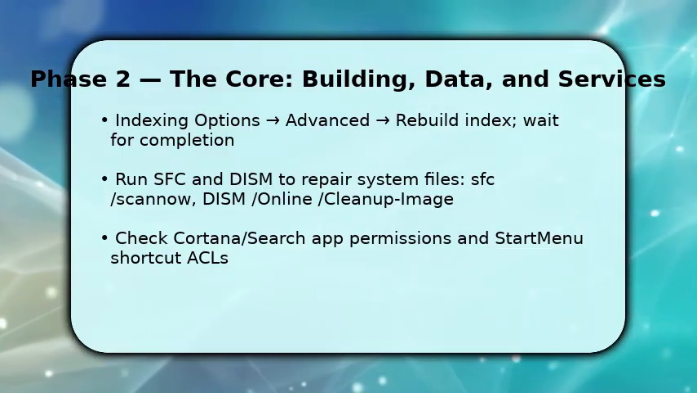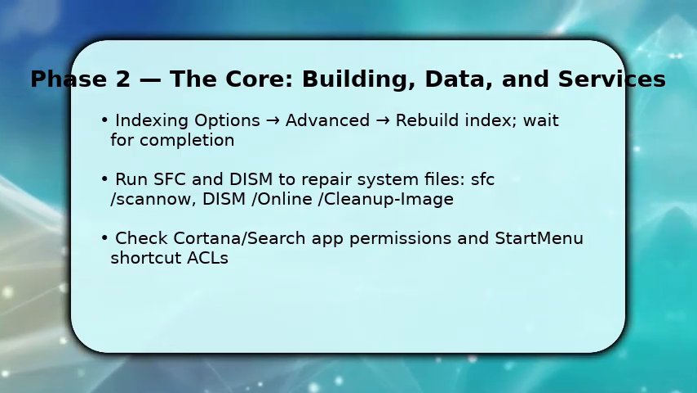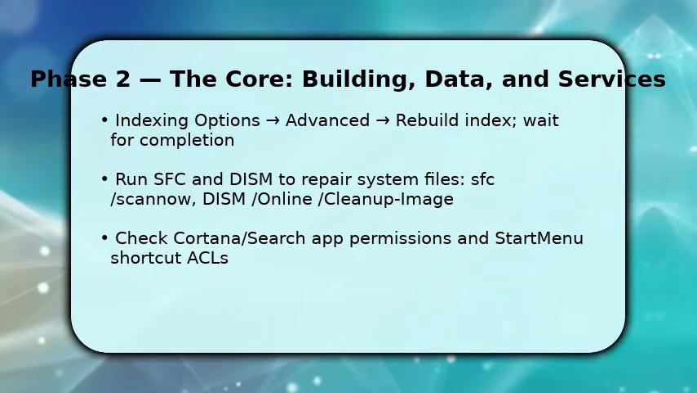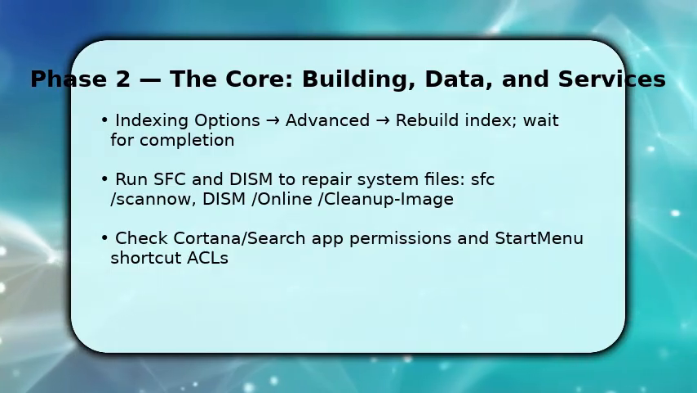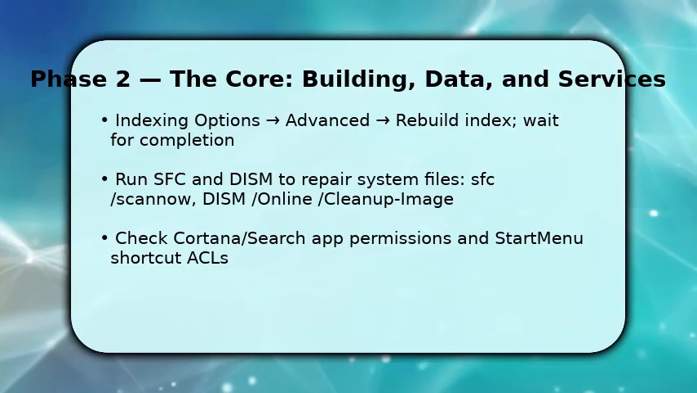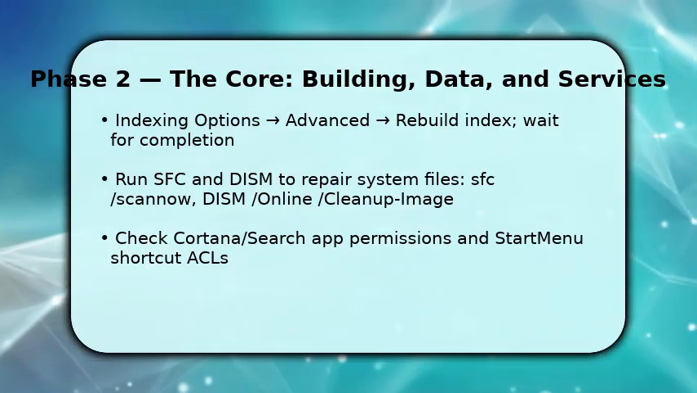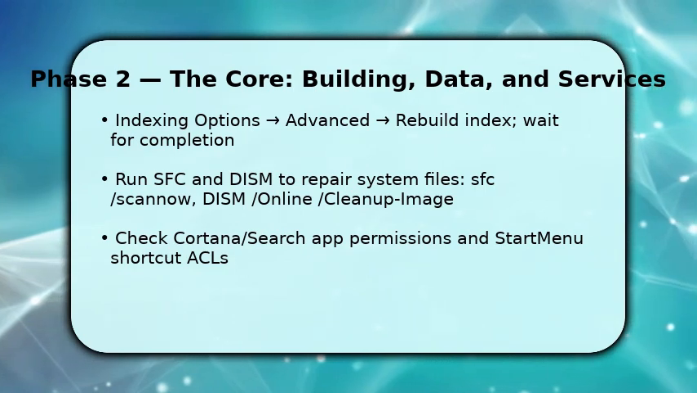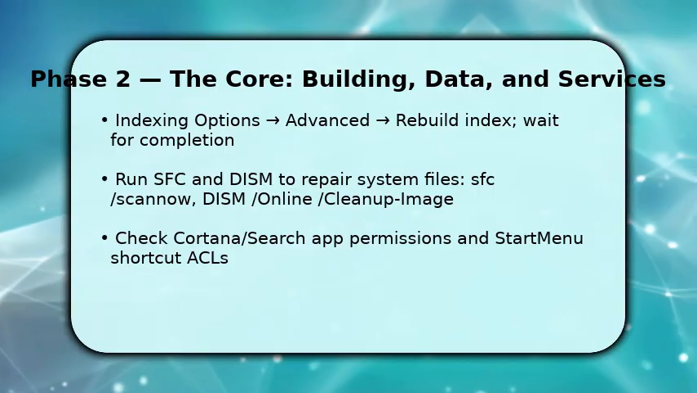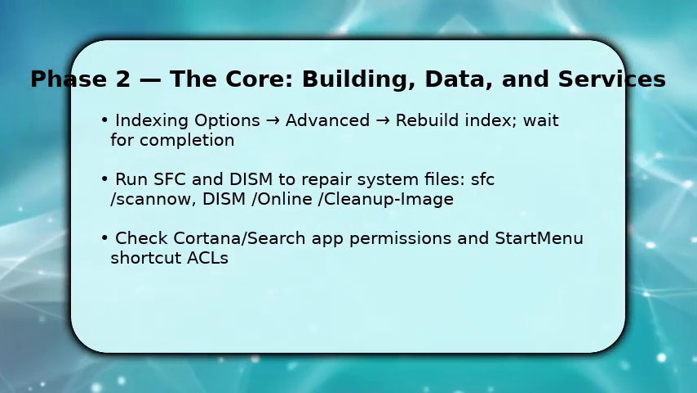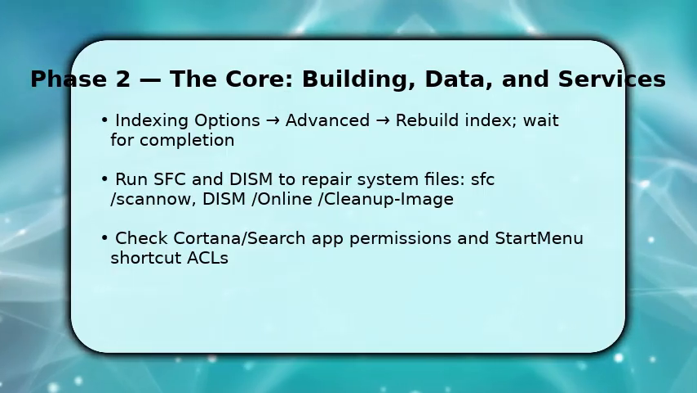While it rebuilds, run sfc /scannow and DISM /online /cleanup-image to repair corrupt system components that break search. Make sure the search/Cortana process has permission to read Start menu folders, and inspect ACLs on shortcut files. If an app still fails to appear, re-register the search UI or re-register Start menu apps using PowerShell for sandboxed packages. These steps address deeper catalog or permission faults.